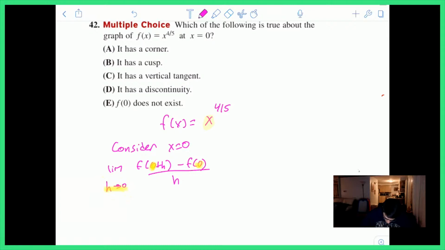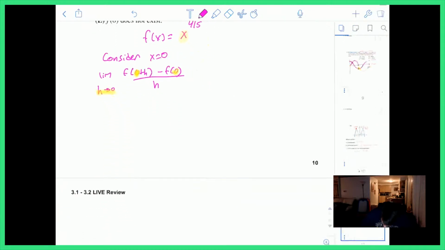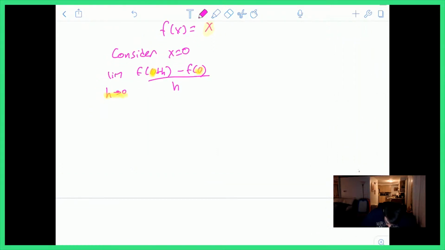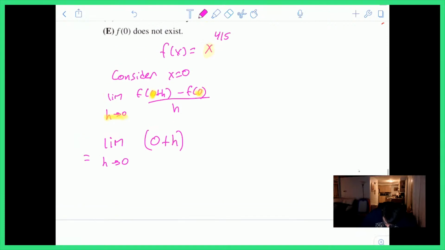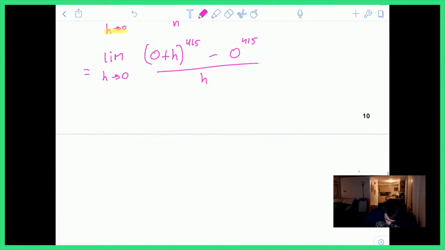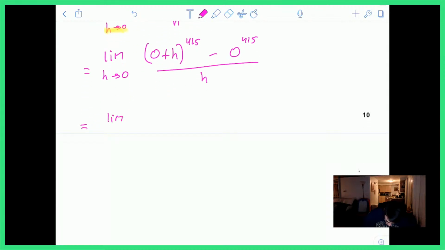So let's see if we can solve this. Let's add a page. So the limit equals the limit as h goes to 0. All right, so this is going to be 0 plus h raised to the 4/5 power minus 0 to the 4/5 power, all over h. Okay, and this is just equal to the limit as h goes to 0 of h to the 4/5 over h, because this goes to 0, and then this guy doesn't do anything.